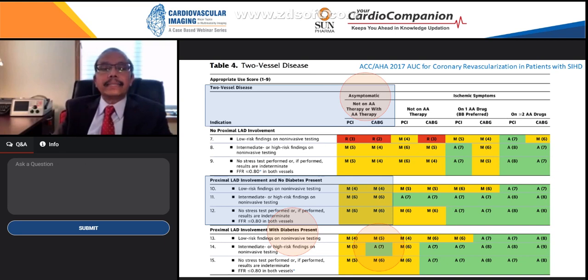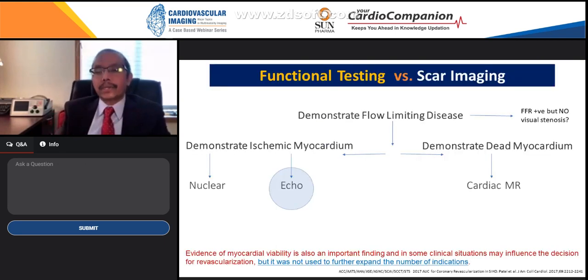So how do you find this out? This is the general structure I use, and Vera is exactly right. Before we embark on this journey, we have to first demonstrate flow-limiting disease, otherwise everything else is irrelevant. Revascularization is not an issue. What is complicating things now is, in my practice, I see a lot of patients who have FFR positive disease, but not angiographically significant disease. And remember, all the revascularization trials used angiography to get into the trial.